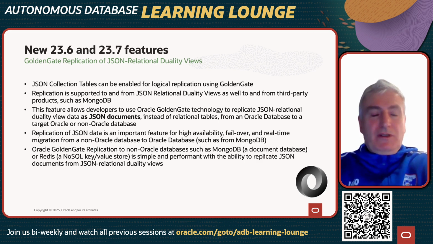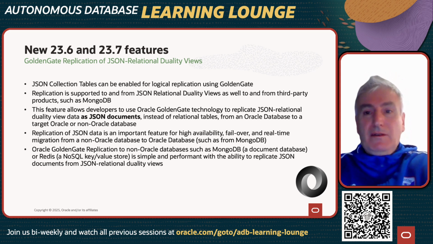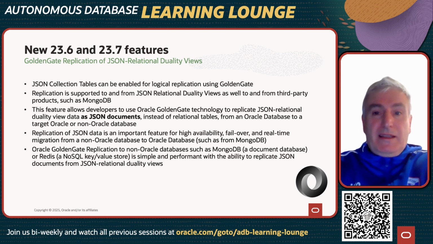GoldenGate replication. I won't go into details about GoldenGate replication, it's just important to notice that now we support duality views as well as databases like MongoDB. So you can replicate to and from MongoDB to Oracle: Oracle to Mongo, Mongo to Oracle, and you can replicate the JSON duality views. It is now supported. That's a very important feature in terms of GoldenGate replication, because then you don't need the relational tables to use for the data transfer. You just replicate the JSON documents as is.